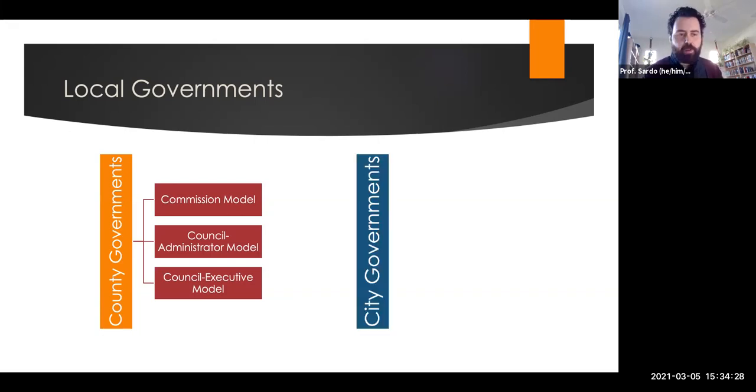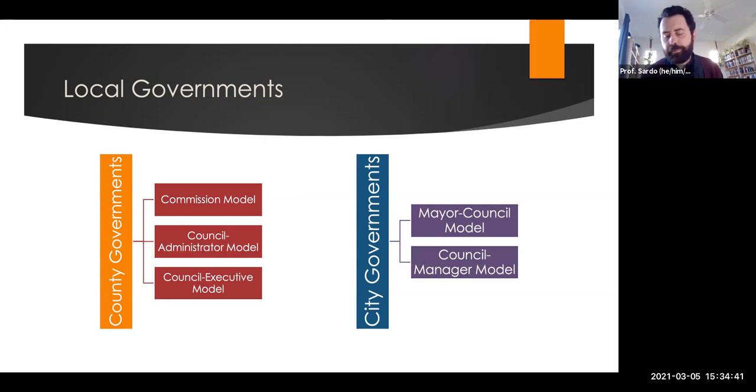Cities also have two different ways that their governments can be organized. The two main ways are a mayor-council model, where you elect both a mayor and a city council, and they have a separation of powers, or a council-manager model, where there's an elected city council and maybe a mayor, but then they choose a city manager as a kind of political administrator of the city.